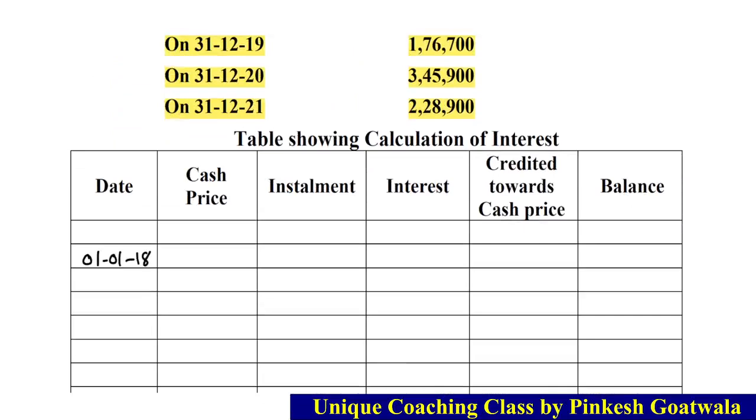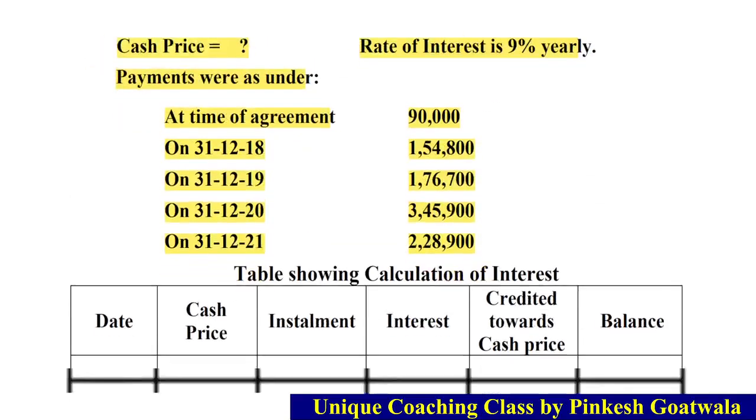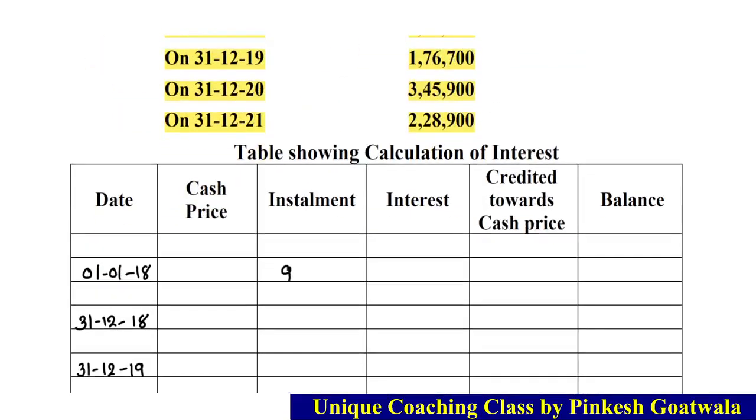Then there are a total of 4 installments. First of all, let's write the dates: 31st March 18, 31st December 19, 20 and 21, whatever information is available. Let's write the down payment given: 90,000.